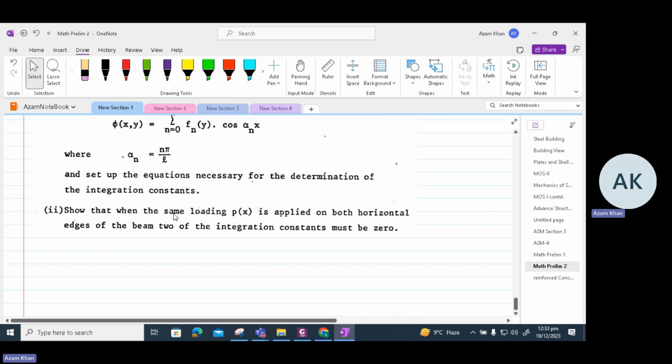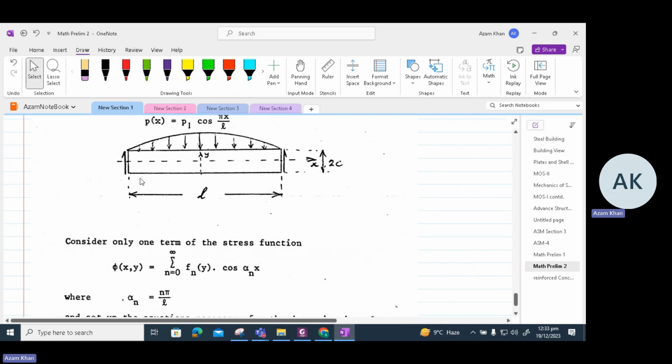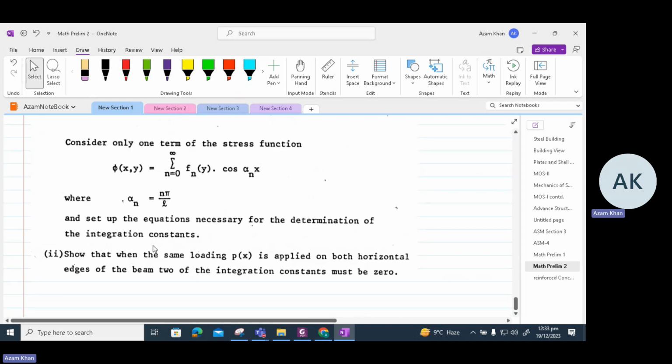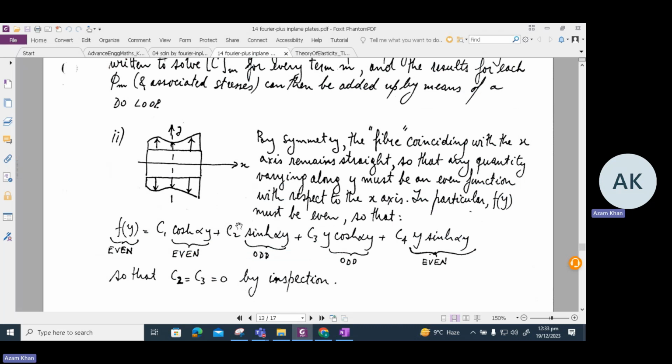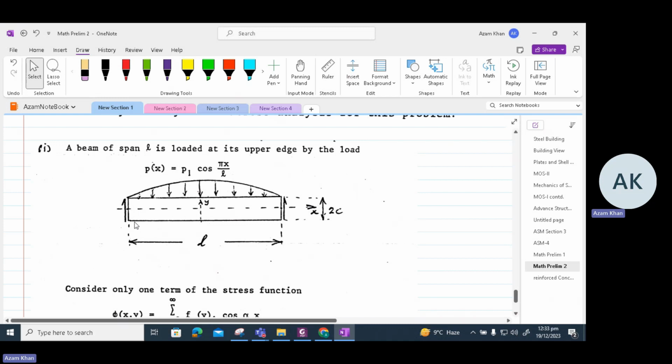In part 2 of this question, we are asked to show that when we apply a similar load at the bottom, then two of the constants of integration would come out to be 0. And let us see how we get two of our constants equal to 0. If we place another load at the bottom, which is opposing the top load, that would mean the fiber associated with the x-axis will remain straight.